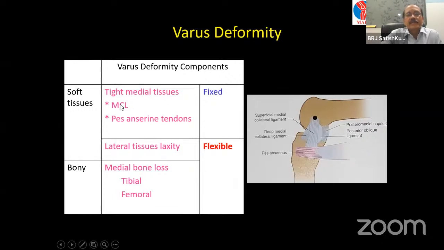The fixed component is the tight medial tissues, the medial collateral ligament and the pes anserinus tendons. In severe varus deformity, there will be contracture of the cruciates also. And this is the anatomy we should know: the medial collateral ligament, the superficial part, the deep part, and the posterior oblique ligament, and this is the pes anserinus tendon. These are the medial structures that will be tight.